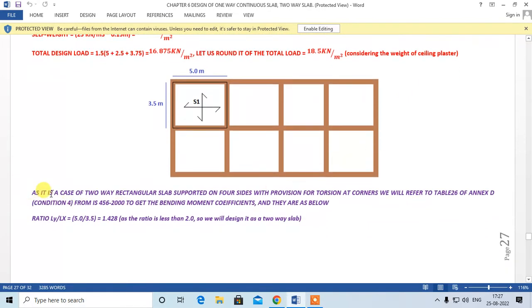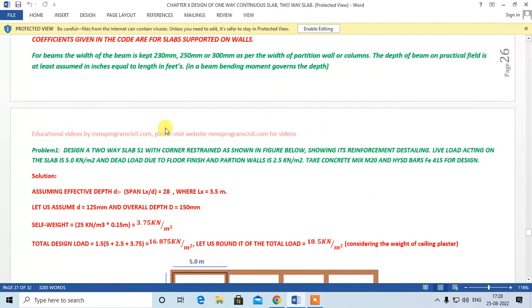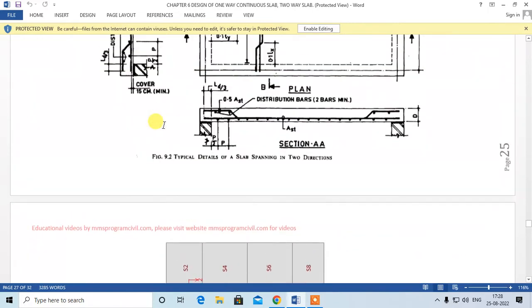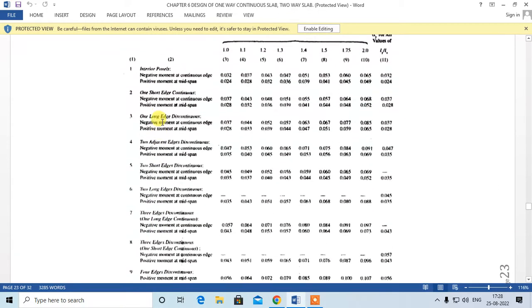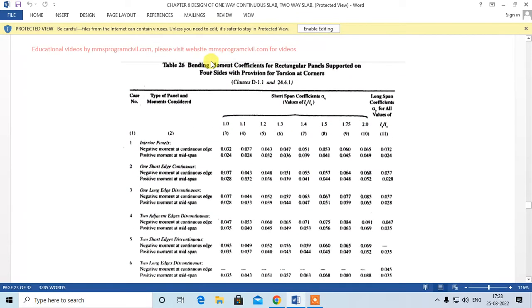Now, as it is a case of a two-way rectangular slab supported on four sides with provision of torsion at corners, we will refer to Table 26 of Appendix D, condition 4. So this is condition 4: two adjacent edges discontinuous. So let us see Table 26. Right, this is the case, two adjacent edges are discontinuous. So this is what we will see.